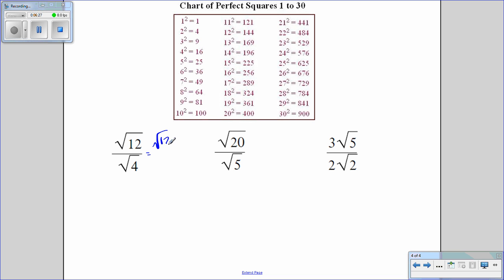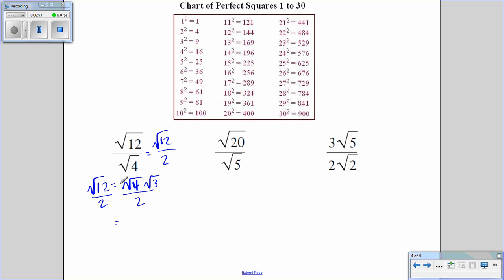The square root of 12 divided by, well, the square root of 4 is 2. So I'm going to take the square root of 12. I know that I can rewrite that as the square root. I can split that into two radicals. And we still have that 2 underneath. So what perfect square goes into 12? That would be 4 times 3.